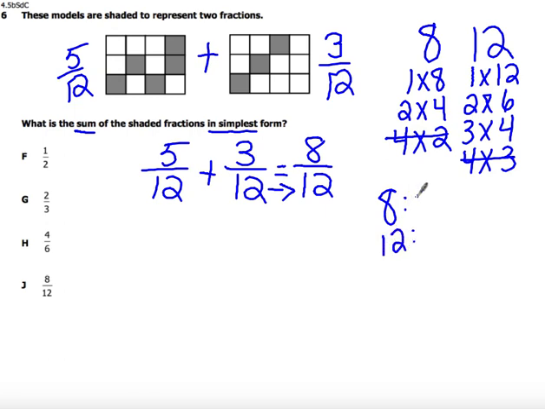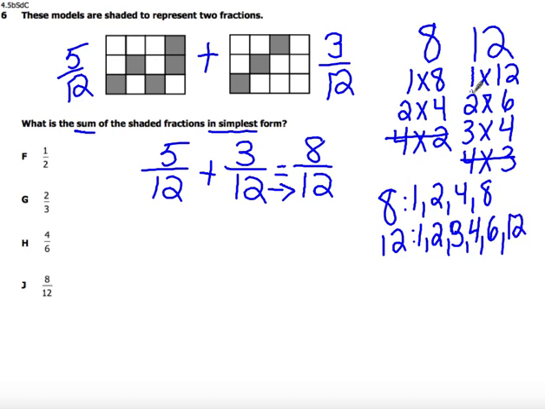So factors of 8 and 12. Go with 8. Go. 1, 2, 4, 8. 12. Go. 1, 2, 3, 4, 6, 12. Remember, down one column and up the next. Be careful.